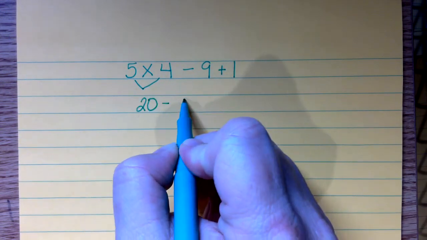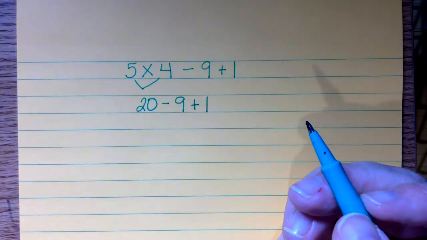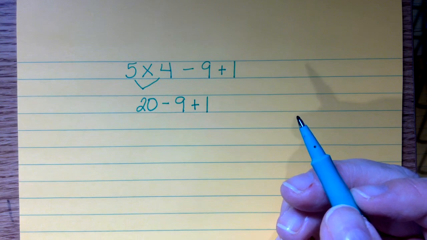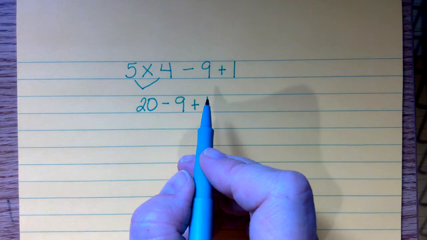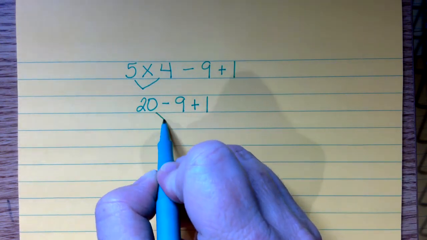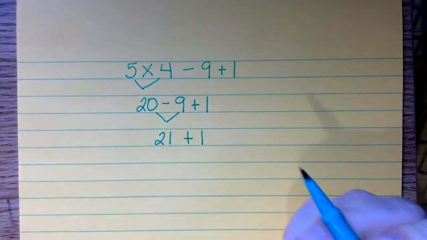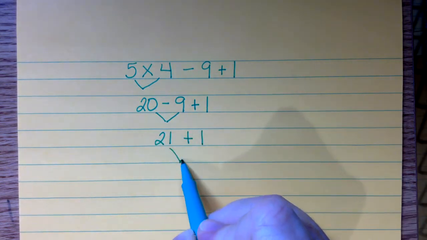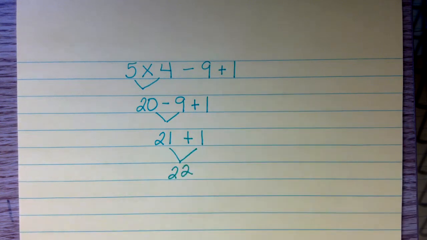So then we have 20 minus 9 plus 1. The next thing we want to do is addition and subtraction from left to right. So 20 minus 9 is 11, plus 1. And then we can do our final operation, and 11 plus 1 is 12. So this is an example of what it would look like if you didn't have any parentheses.